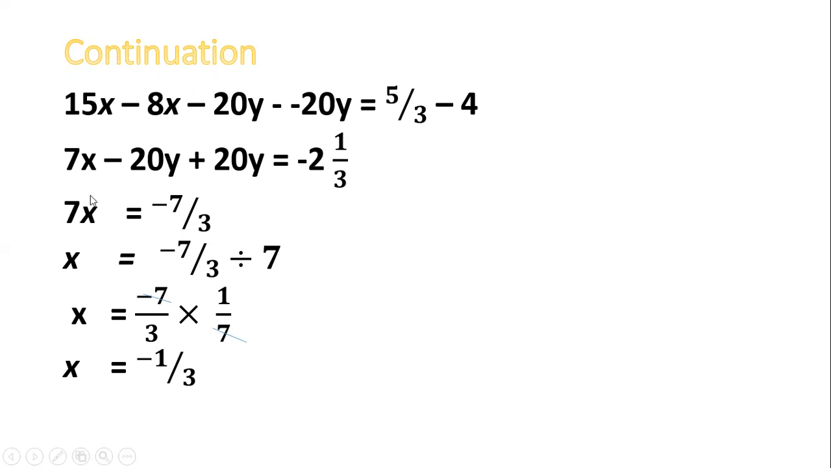So 7x equals minus 7, 1 over 3. Changing this to an improper fraction, 3 times 2, 6, plus 1, 7. So minus 7 over 3. To make x the subject, we divide by the coefficient of x, which is 7. So minus 7 over 3 divided by 7 will change to minus 7 over 3 times 1 over 7. So 7 will cancel 7. 1 times 1, 3 times 1, that gives us x equals minus 1 over 3.